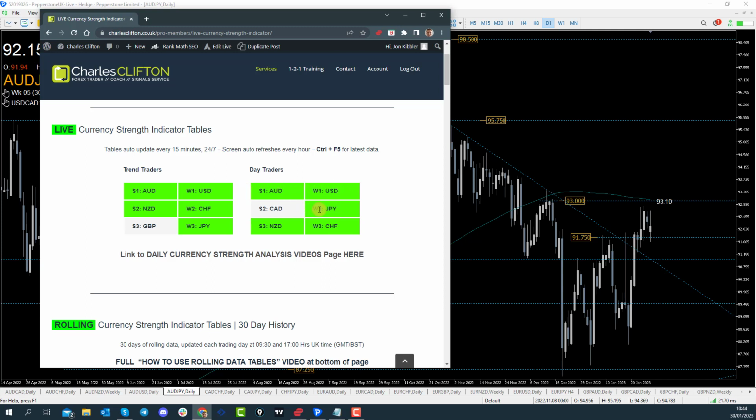You could also look at other currency pairs. You've got Aussie Swiss highlighted here, New Zealand dollar, New Zealand yen, and New Zealand Swiss. So you could have a look at all those markets and have a look at the price action and see what suits you best.